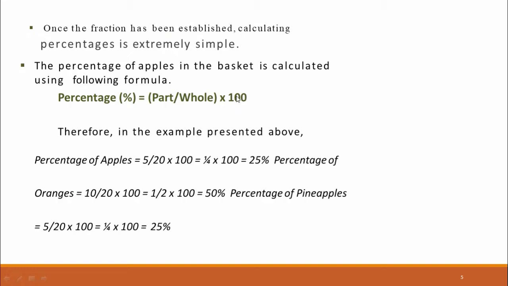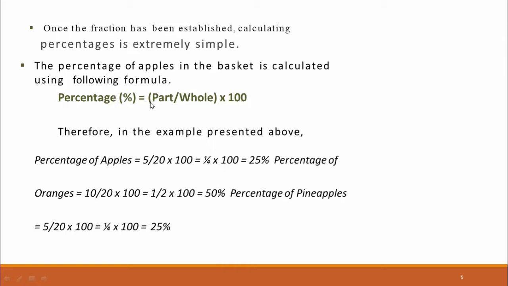And if we divide both sides of this equation by 100, we obtain a formula: percentage divided by 100 is equal to part divided by whole. So this is a very important formula for calculating the percentage. In this formula, there are three things: percentage, part, and whole. When part and whole are given, we can calculate the percentage.